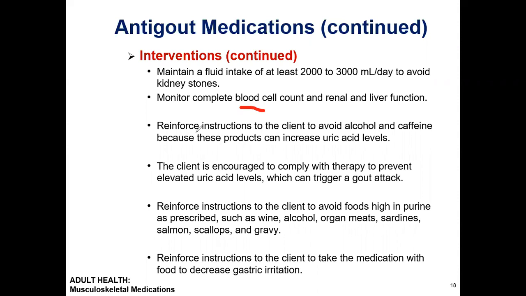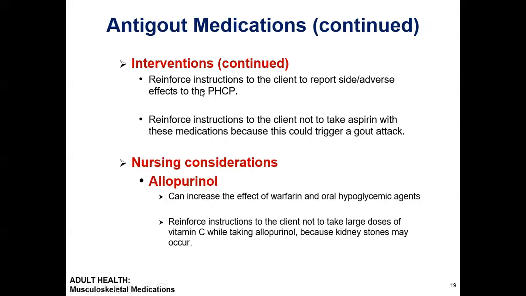Reinforce the instruction to the client to take the medication with food to decrease gastric irritation. So again, all anti-gout medications, colchicine, allopurinol, probenecid, it is good to take with food. Why? To prevent gastric irritation or upset. Next. Reinforce the instruction to the client to report side or adverse effects to the healthcare provider.